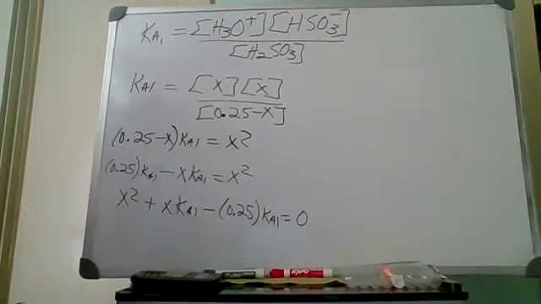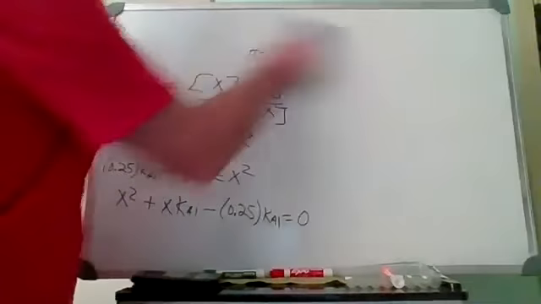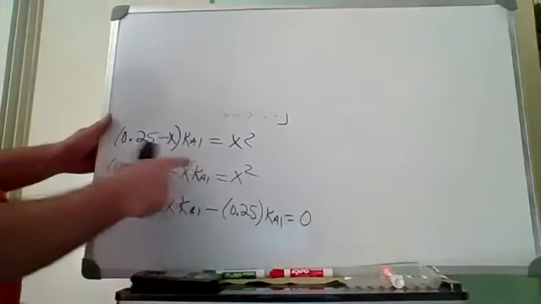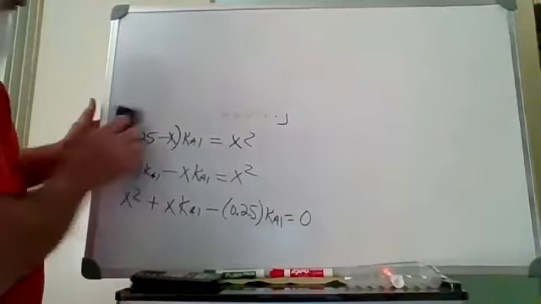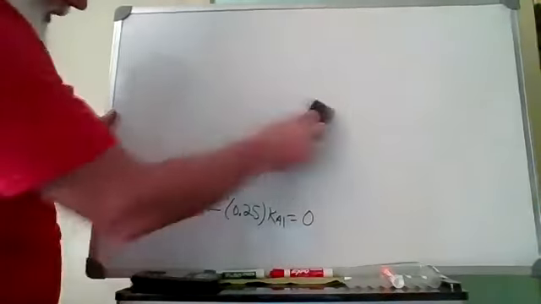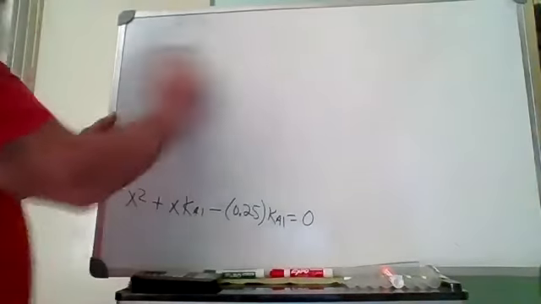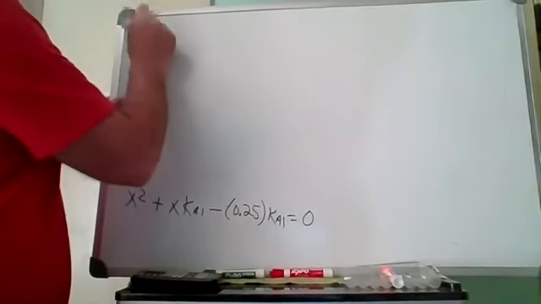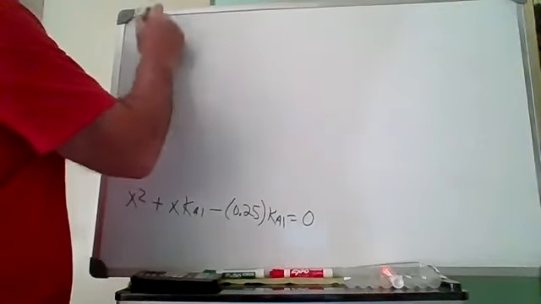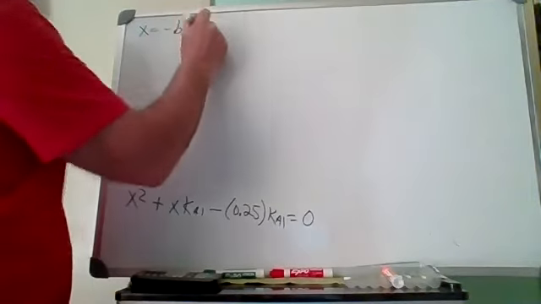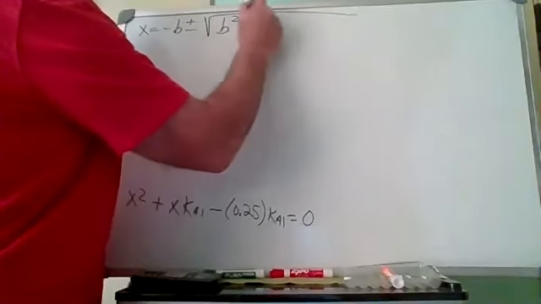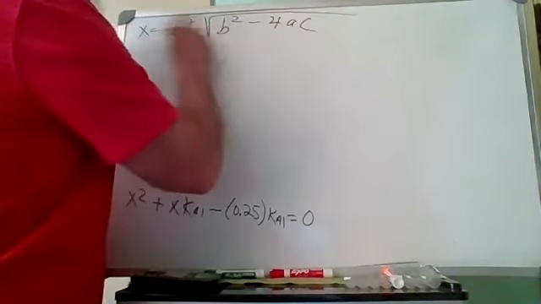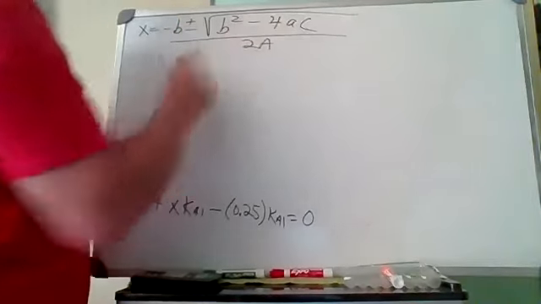Clearly, this is a quadratic equation, so we're going to need to do the quadratic formula, right? So let's go ahead and do that. Remember that X here is equal to the hydronium ion concentration. I'm going to leave that last line there because we're going to need that. All right, so the quadratic formula is X equals negative B plus or minus the square root of B squared minus 4AC all over twice A.